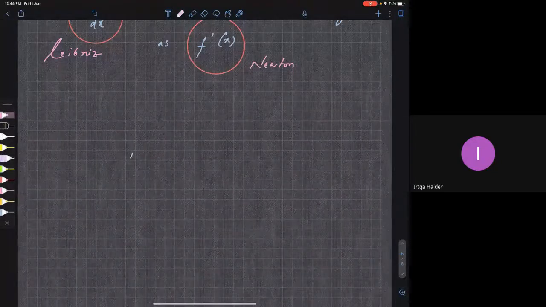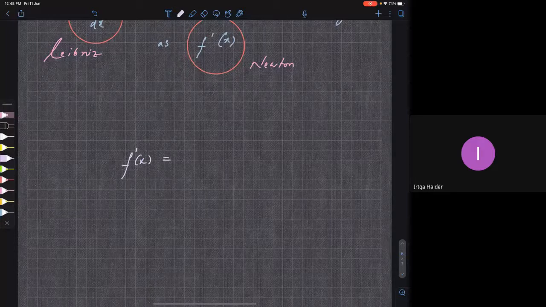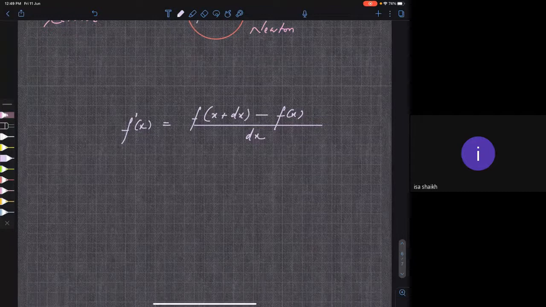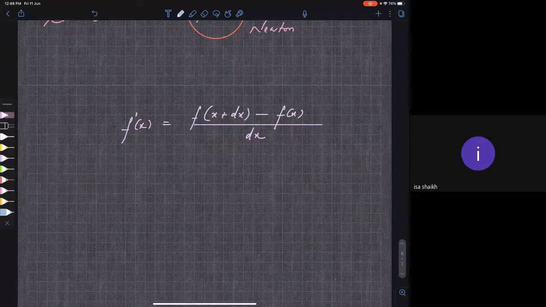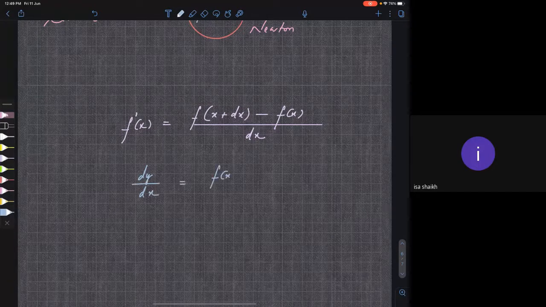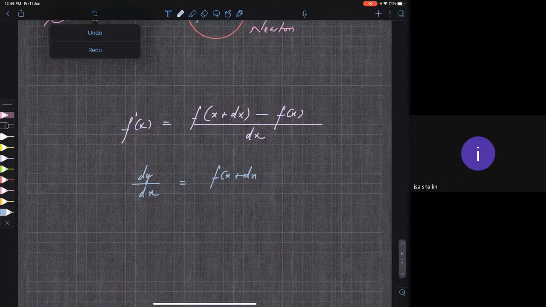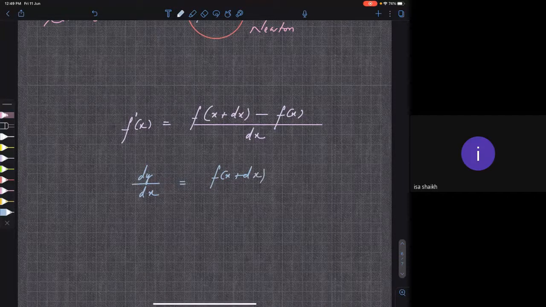dy by dx. Again, f dash of x can be f of x plus dx minus f of x by dx. So according to Newton, he wrote this formula: f of x plus dx minus f of x by dx. Okay. So according to Leibniz, how did he write? dy by dx is equal to f of x plus dx minus f of x by dx.